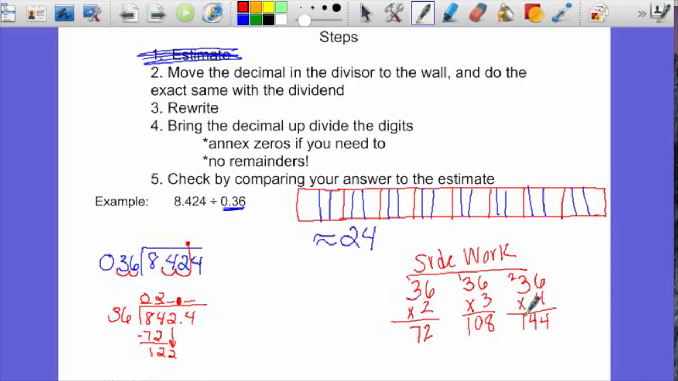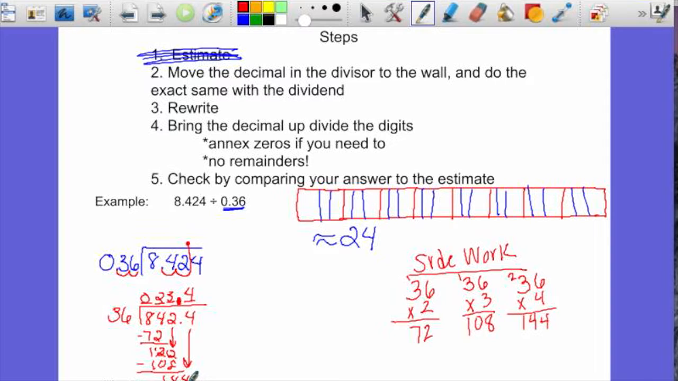So 36 into 122, 3 times 36, I know is 108, and subtract. 2 take away 8, I'm going to have to borrow. 12 take away 8 is 4, 1 take away 0 is 1, 1 take away 1 is 0. Take your 4 down and see, even that 4 we did earlier was helpful because now I know 36 goes into 144 exactly 4 times. We got lucky. 4 times 36 we know is 144 and subtract.